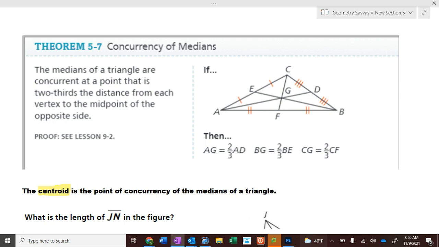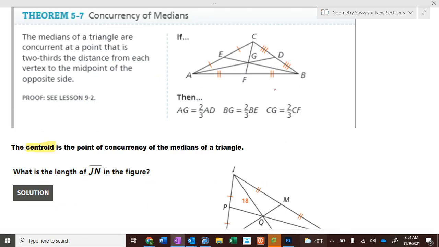So if this part, AG, is 2/3 of the whole thing, how long is GD compared to the whole thing? 1/3 of the whole thing. If this is 2/3 and this is 1/3, how many times longer is this than this? 2 times longer. If this is 2/3 and this is 1/3, this is twice as long as this. So, if on our triangle this was 6, how long would AG be? 12. Okay. So then how long is the whole thing? What's 6 plus 12? 18.